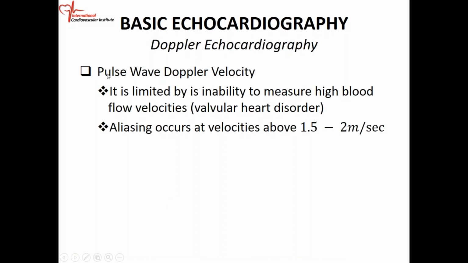So pulse wave Doppler is limited by its inability to measure high blood flow velocities. It cannot measure high blood flow velocity. Okay? If you have high velocities, you're going to get something that we call aliasing. Aliasing will occur at velocities above 1.5 to 2 meters per second. What that means is, once it reaches 1.5 to 2 meters per second, it's going to cut off that velocity and put it in the opposite direction. That's what we call aliasing.